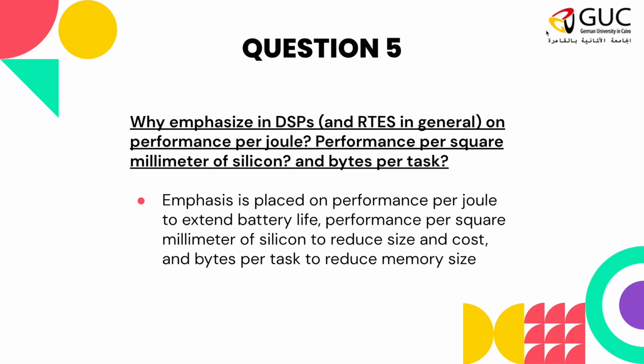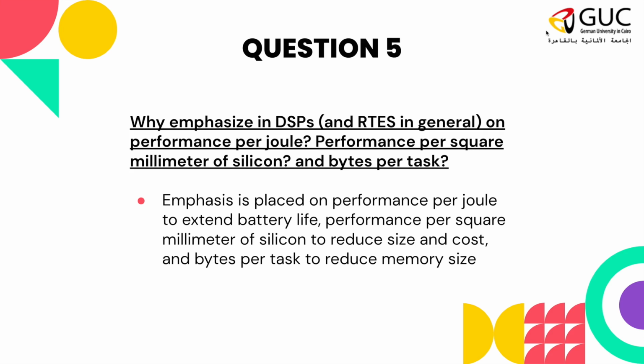So per joule refers to energy. And what is the component present in our mobile phone that consumes energy? The battery. It's the source of energy in our mobile phone. Therefore, performance per joule reflects the battery life.